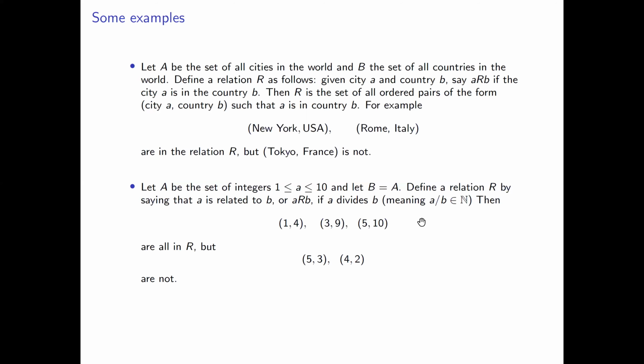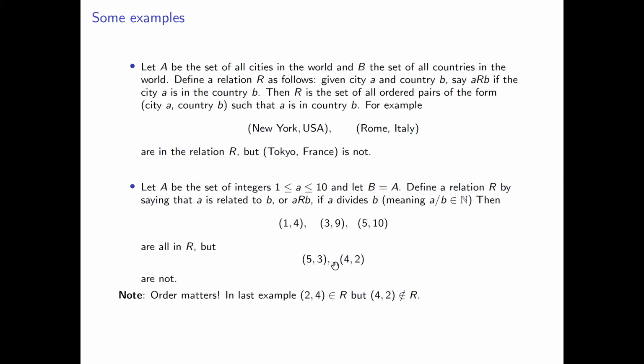Sorry, I just noticed there's a typo here. This should say A divides B. This should be reversed. It should be B divided by A. I'm sorry about that. So for the first 3 ordered pairs, 1 divides 4, 3 divides 9, and 5 divides 10. The next 2 ordered pairs, 5 does not divide 3 because 3 over 5 is a fraction. And also 4 does not divide 2 because 2 over 4 is equal to 1/2, which is not a whole number. So you should imagine this is B over A, not A over B. I'm sorry about that.